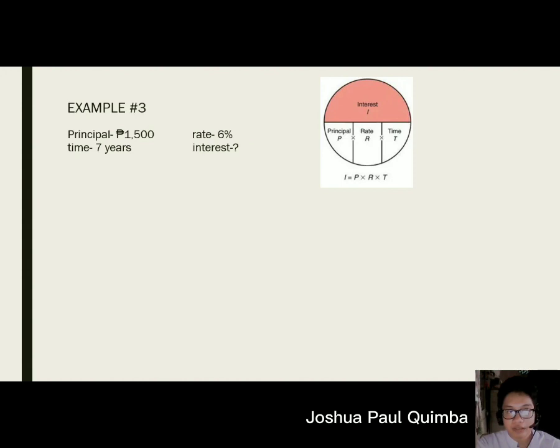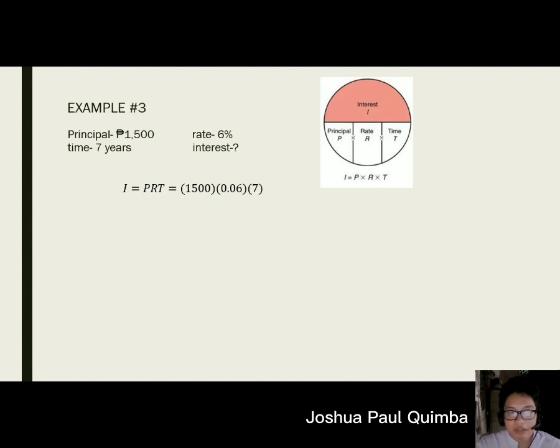Example number 3. What if the interest is missing? We use this formula P times R times T. If the principal is 1,500 pesos, the rate is 6% and time is 7 years. In this diagram, we can see that interest is missing. Therefore, to solve for the interest, we need to multiply principal, rate, and time to get the interest. It should look something like this.